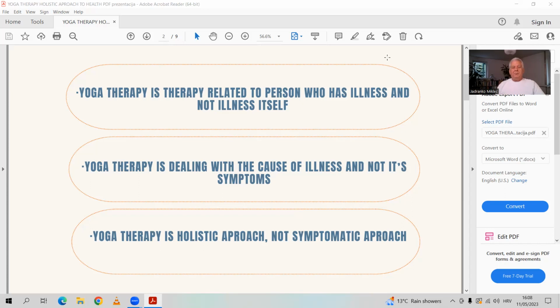That's why the person is that entity which is related to that illness. And the cause is in the person, in the state of the person. And the illness is the effect. So we are dealing with the cause in yoga therapy. We are not dealing with specific effects.